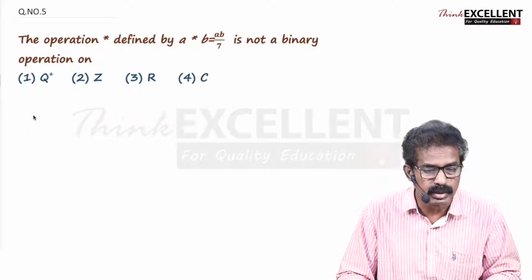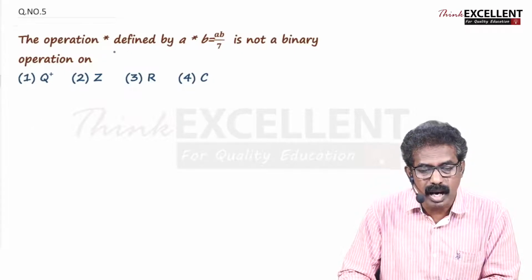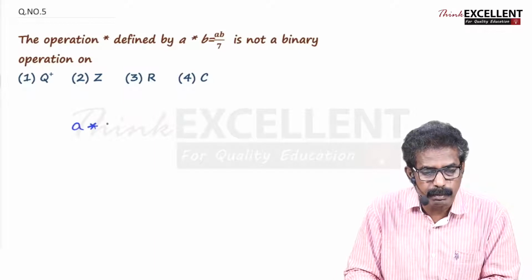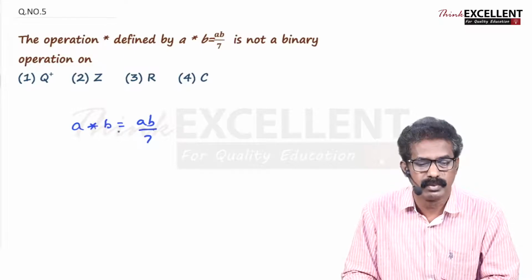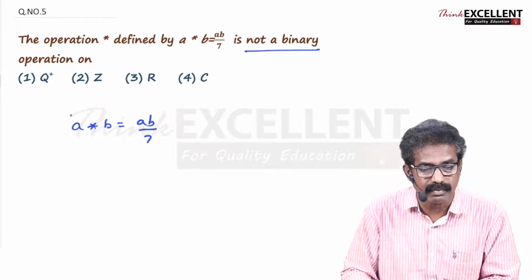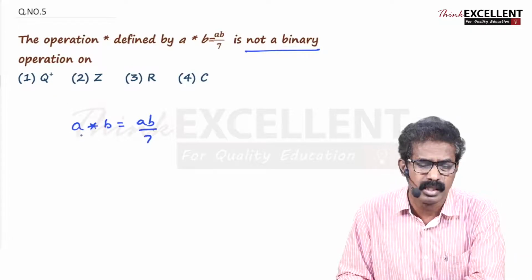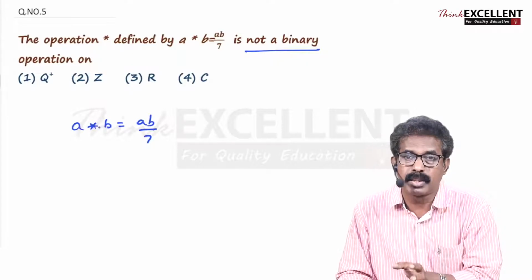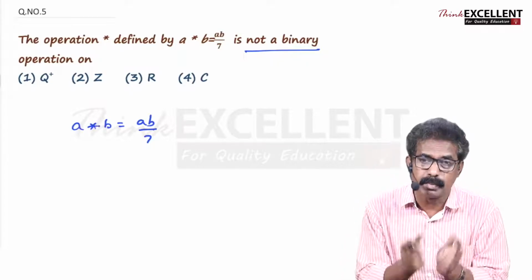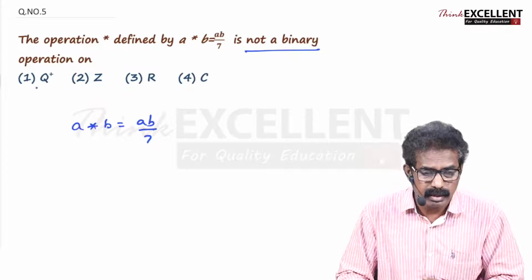Now let's move on to question number 5. The operation star is defined by A star B is equal to AB by 7. It is not a binary operation on which set? Read the question very carefully. Q plus, positive rational numbers. You take two positive rationals, find A star B. A is a positive rational, B is a positive rational, you multiply, it is a positive rational, divide by 7, it is positive. So on Q plus, it is a binary operation.